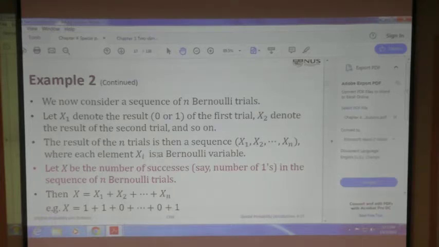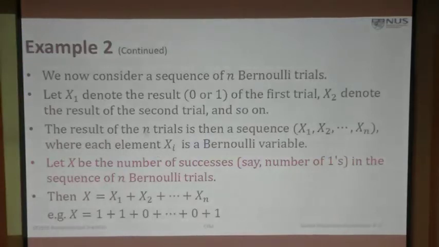So still I haven't told you anything. We're still here. Now we define, perhaps confusingly, capital X as the total number of successes. So what that means is that in these n Bernoulli trials, X represents precisely x1 plus x2 plus ... plus xn.